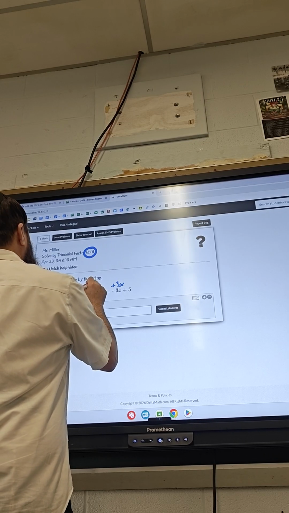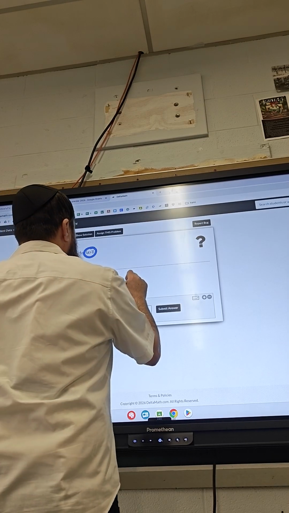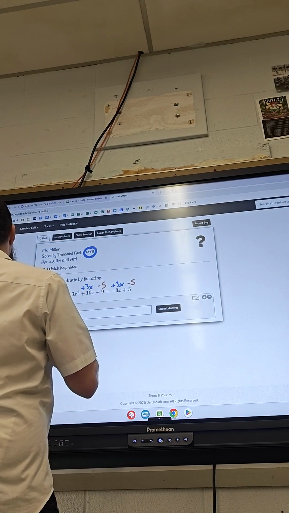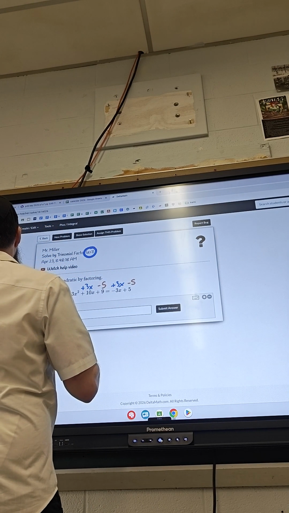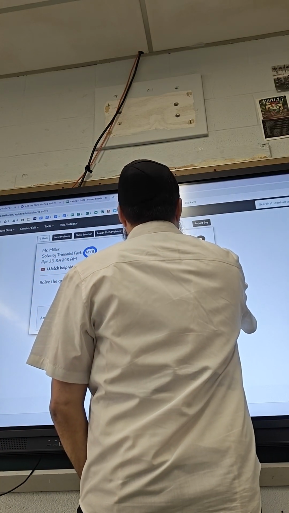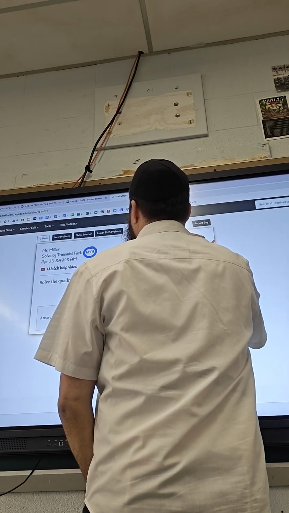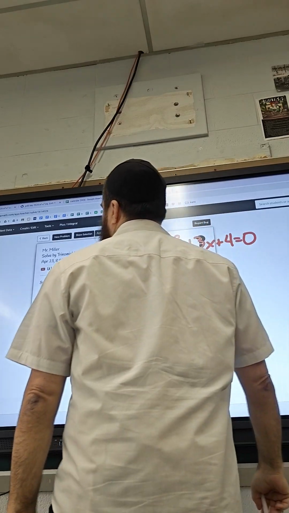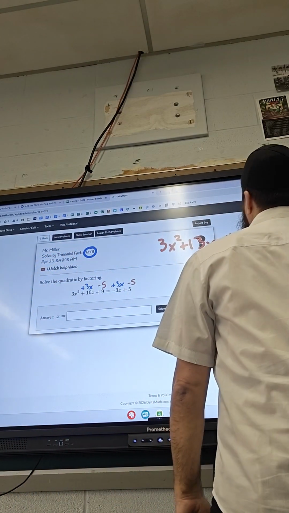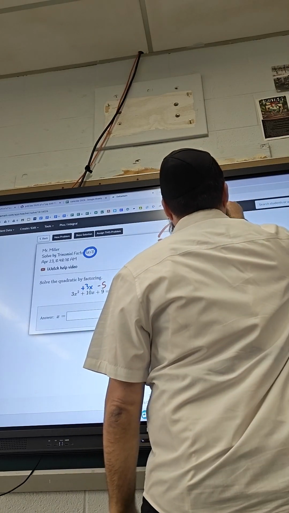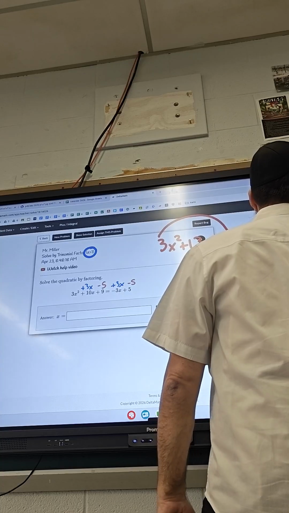Plus 3x. And I'm going to shortcut this a little bit, minus 5 over here, doing it in one step. And then I get a nice simple equation: 3x squared plus 13x plus 4 equals 0. All right. So then I've got my two numbers that multiply to 12, because it's 3 times 4, and add to 13.